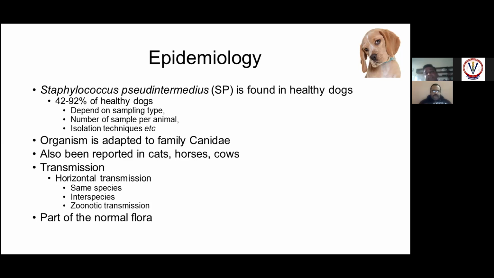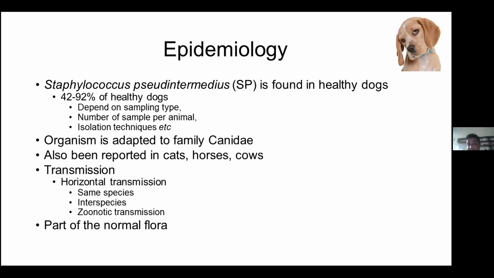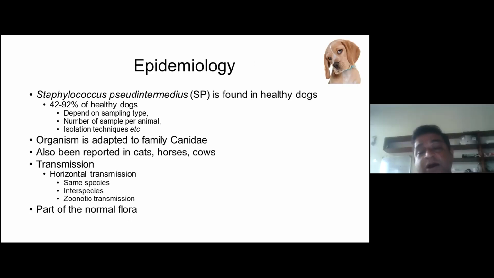But the organism is basically adapted to the family Canidae, that means the canine family. Recently it has also been reported in other hosts like cats and horses, and I have also seen a publication in cows. If you look at transmission, of course horizontal transmission is there within the same species, like within the canine host, and also interspecies transmission. I mentioned from dog to cat, or maybe dog to human, and the zoonotic transmission, that is, from animal to human.